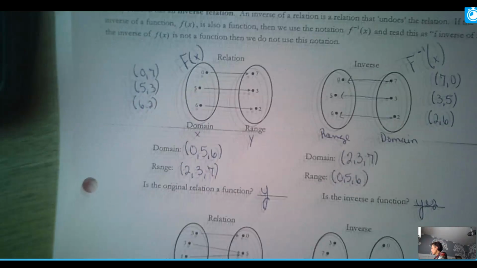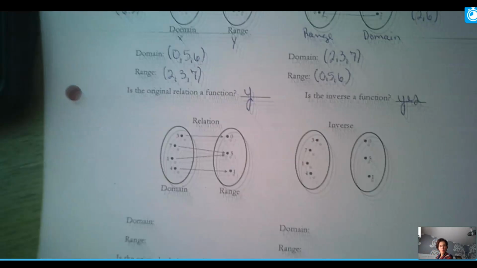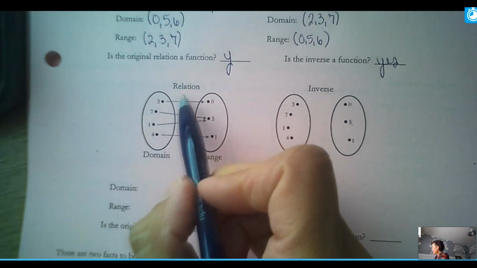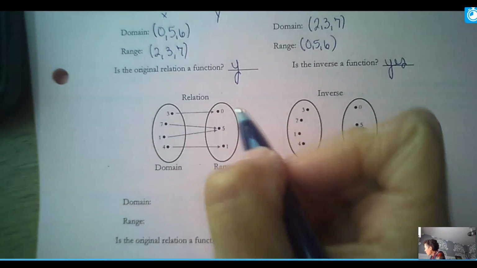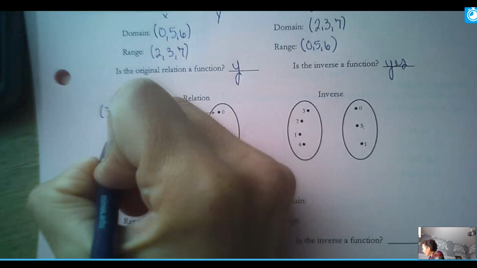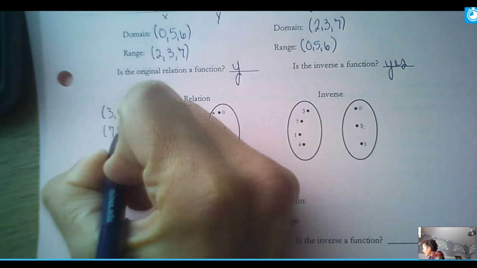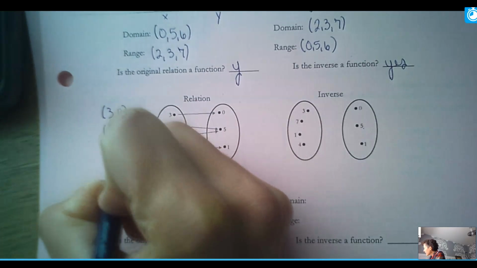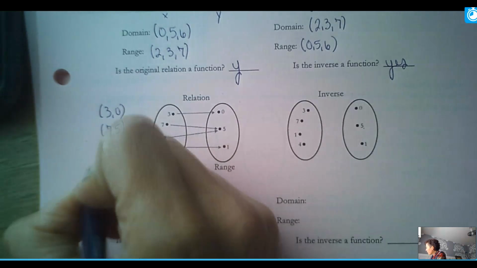So let's try that again. Let's look at the second bottom set. So here I've got my data, again just writing it as an ordered pair. I've got 3 with 0. I've got 7 with 5. 1 with 5. That's what this is saying. And 4 goes with 1.